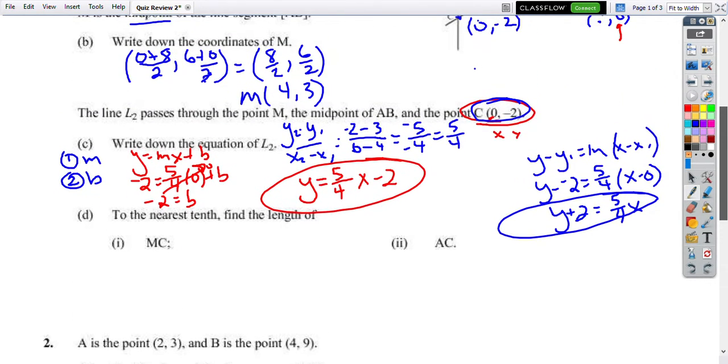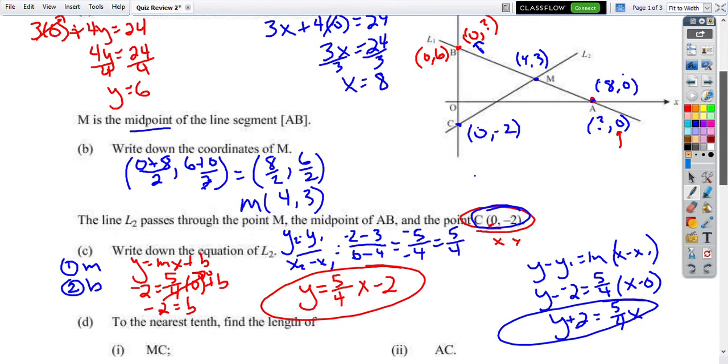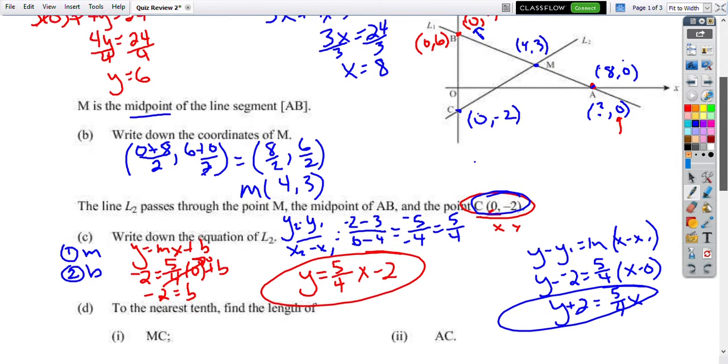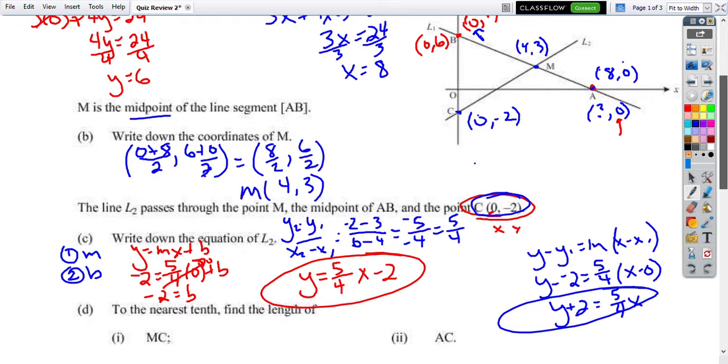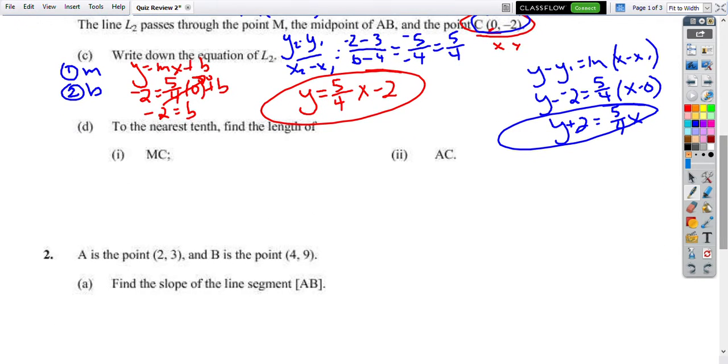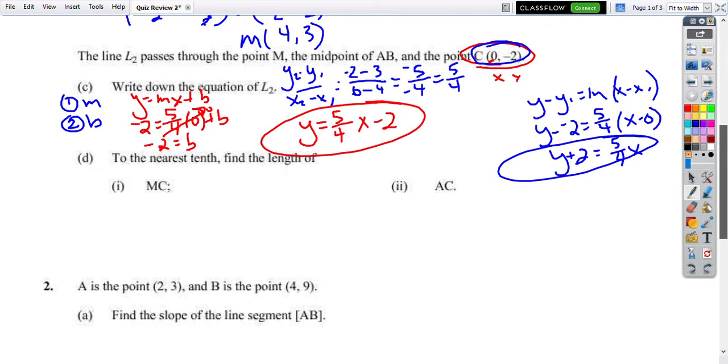We want to find the length of MC and AC to the nearest tenth. So we already have M and C. A, if you remember, is the point (8, 0). So we've got to move it up just a little bit so we can see that. So A is (8, 0).